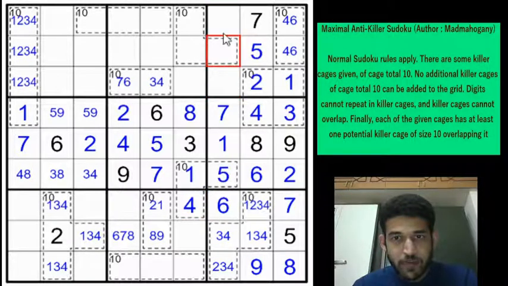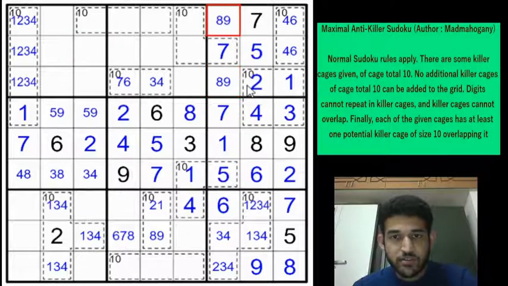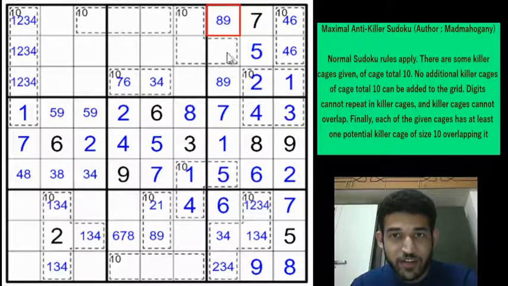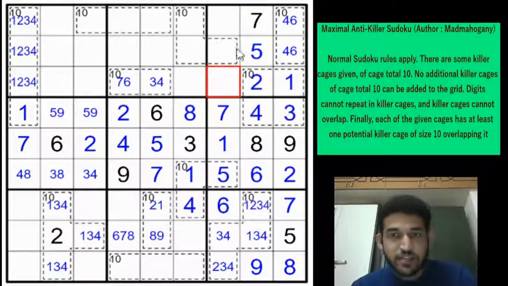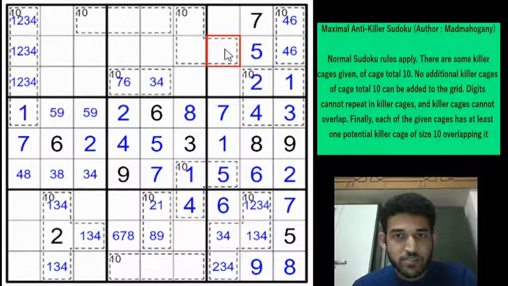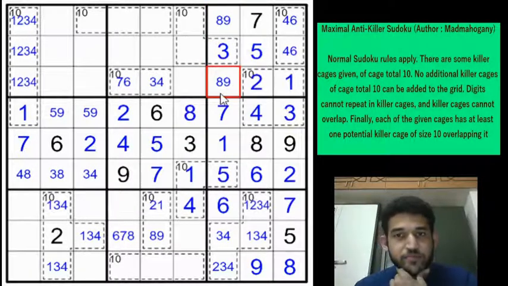And let's pencil mark the box 3 now. Remaining digits are 7, 8 and 9. 8 and 9 cannot be in a killer cage. So this will be a 7. And these two cells will be 8 and 9. Oh, wait. I'm sorry. We have a 7 here, right? So the remaining digits are 3, 8 and 9. We can't have an 8 and 9 here. So this will be a 3. And these two cells will be 8 and 9.